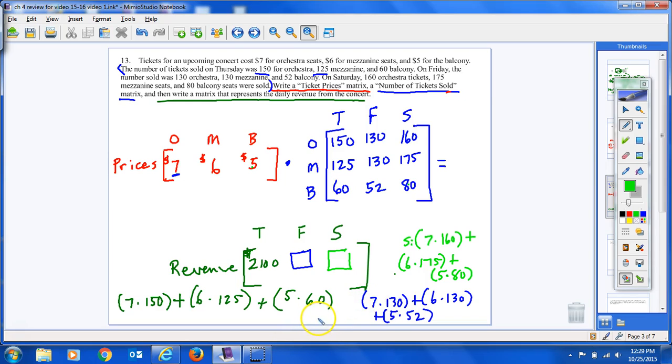So that is the result. You'll be doing something very similar to that on your test, taking a word problem, writing matrices that can be used to be multiplied together to get a finished product matrix.